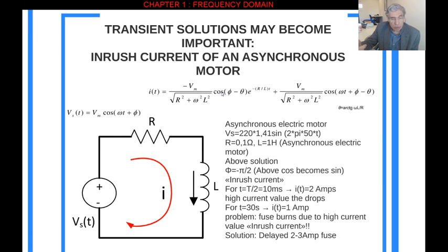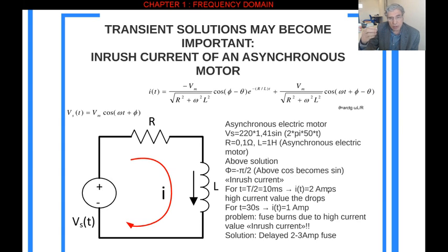If you introduce delayed fuses, a 2 or 3 amp delayed fuse, then this fuse is not going to blow when you see this current at the beginning, because it is delayed. And then when this transient has passed, it works properly, meaning when there is a problem in the motor, that fuse is going to burn, not due to this inrush current. That's why sometimes the transient solution might be important. That was an example for you.